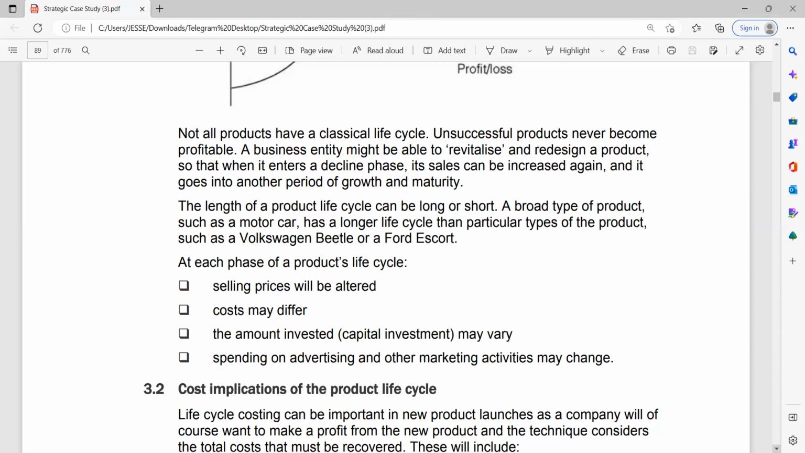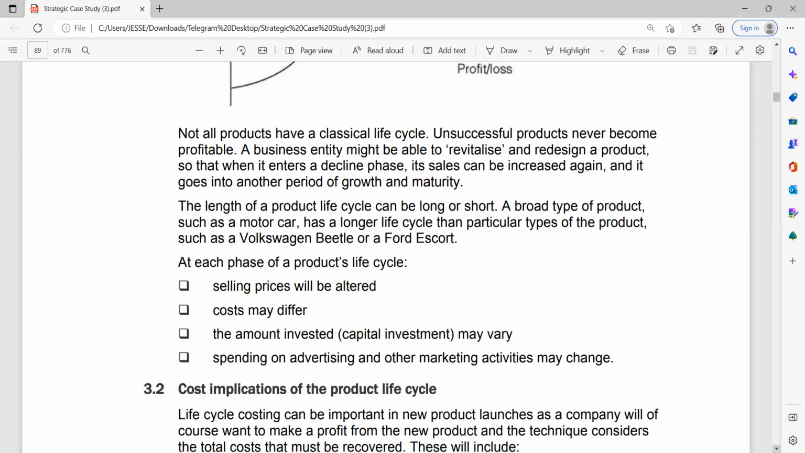Different things will happen, right? The selling price might be different. So for example, if somebody is introducing a product to the market, they'll probably have a low selling price so that people can latch onto it first and then increase the price later. So selling prices change depending on the life cycle of the product.